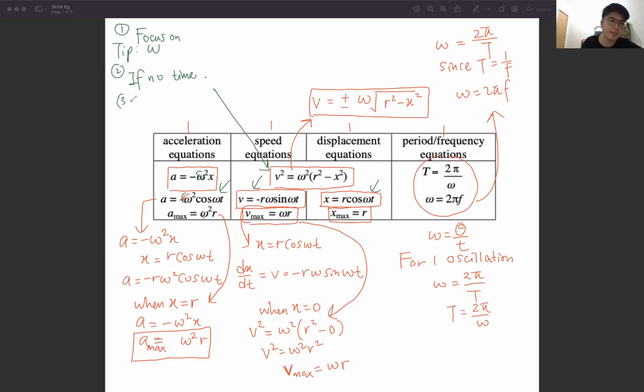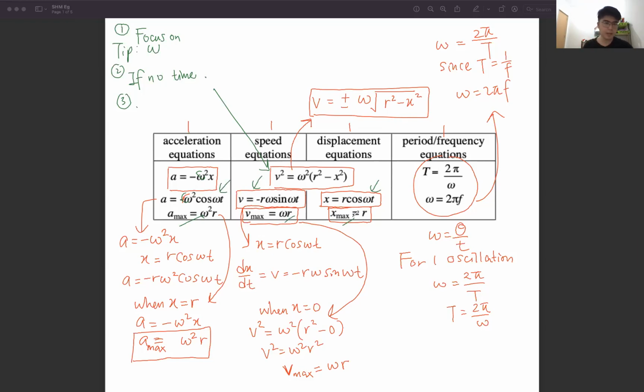And number 3: if the question did not mention any maximum, then most probably you're not going to use the maximum formulas, a max, v max, x max. If the question did not mention anything about the maximum, then you don't need to look at all these formulas here. So use these 3, and the calculation becomes very easy.